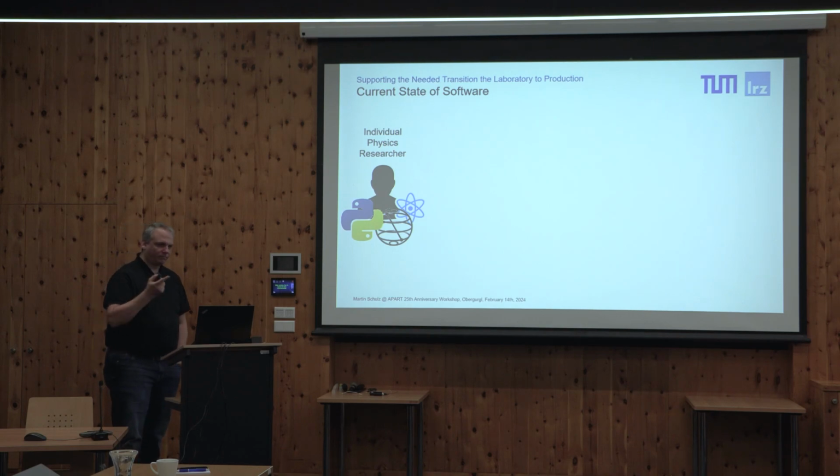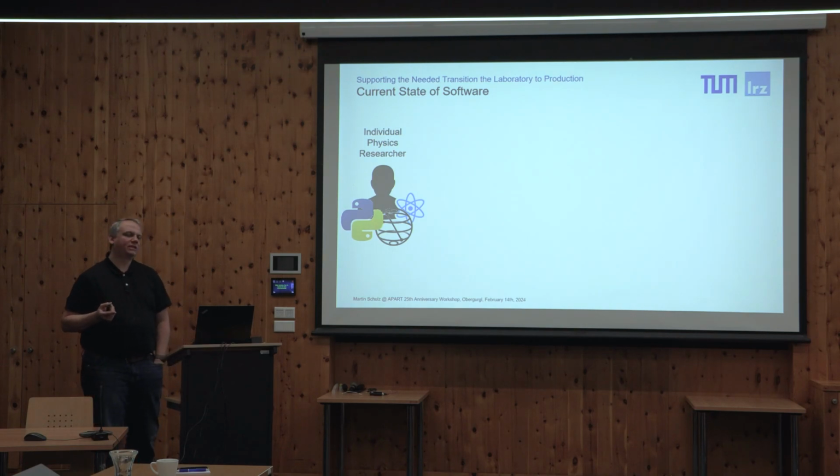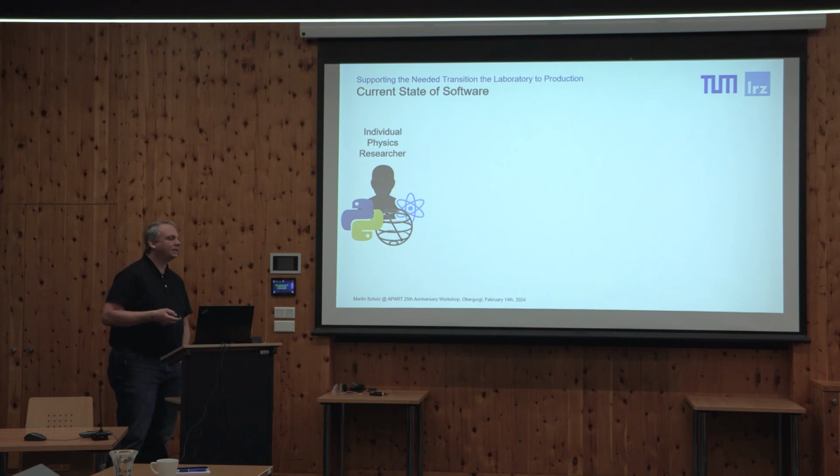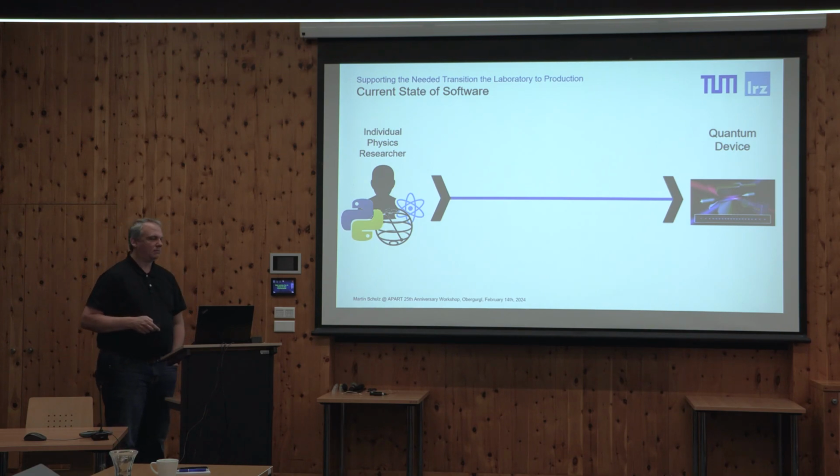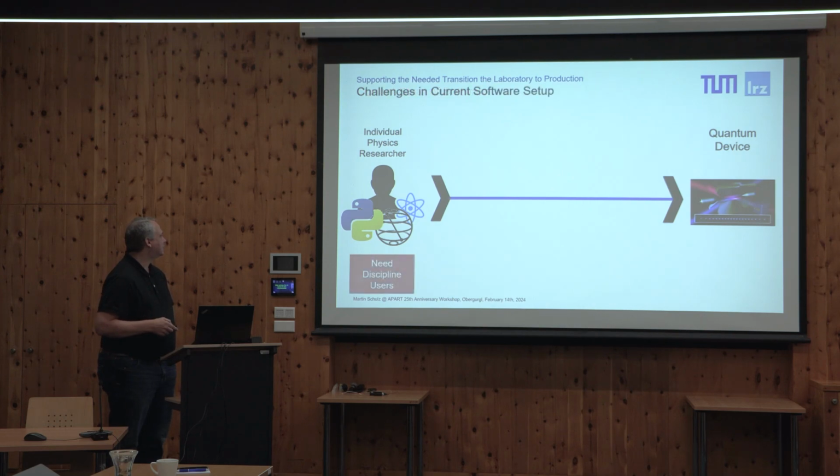And so, going a step back, how does it look right now? You have physicists, typically individual researchers, that use their Python with, for example, Qiskit or Cirq or something like this, and they control their quantum device, which is in their laboratory. And this, of course, has a bunch of problems if you want to take it out of the laboratories. For one, we don't want to target the physics users. We want to target the discipline users that want to use the quantum computer.